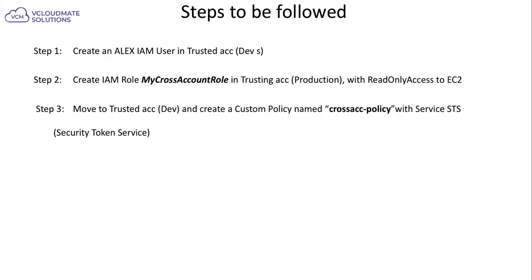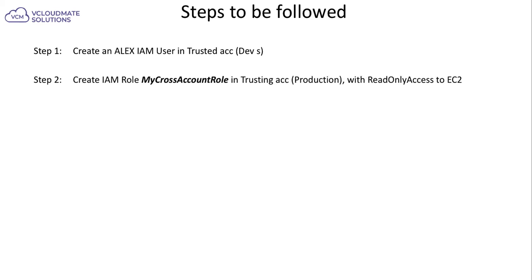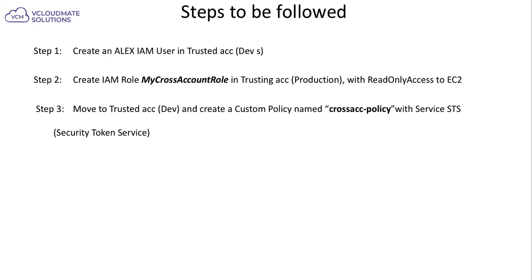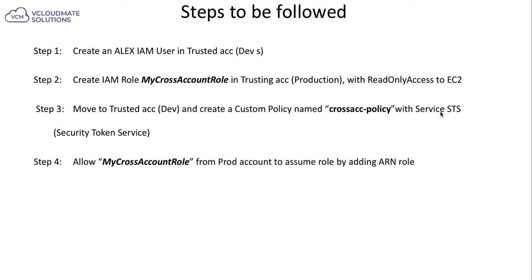So I'll just run through once again what I've done. Created an IAM user in the trusted account, created a role in production which had access only to EC2, then created in my development account a new policy that would allow me to assume the newly created cross account role, with the help of the new service called STS. Then I created the role by adding the ARN of this role into my policy when I was creating it, assigned that policy which we created in the development account to Alex, and finally verified with the help of switch role.